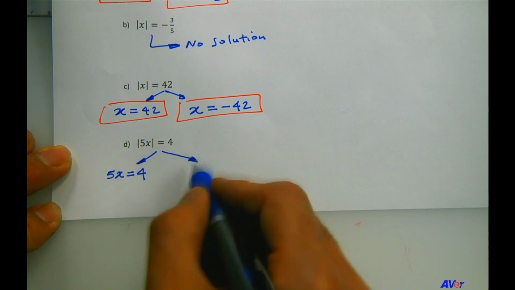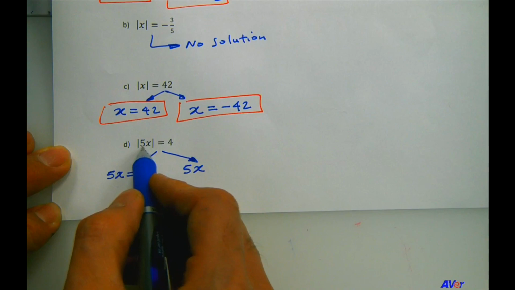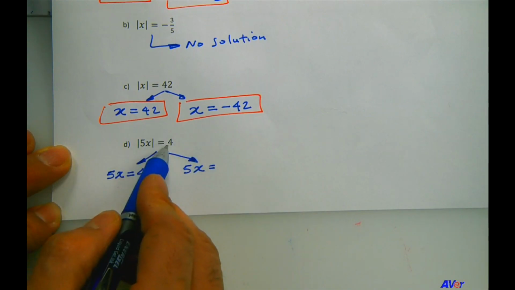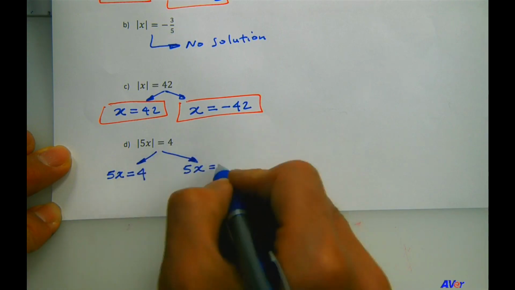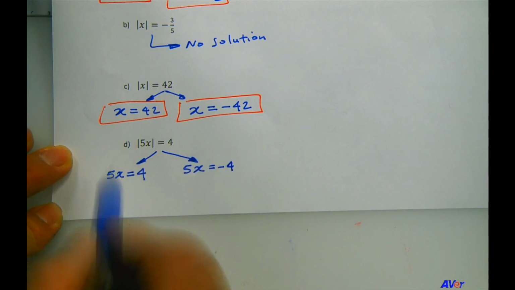The other path to solution is to rewrite the inside of the absolute value as it is, equals, multiply the other side by a -1, so -4. Okay? So now we're going to solve for x using each path.